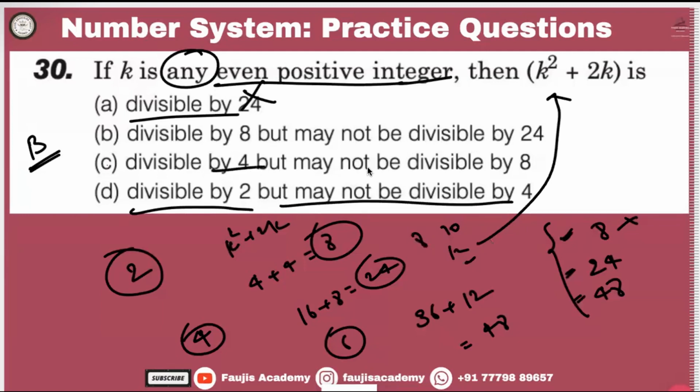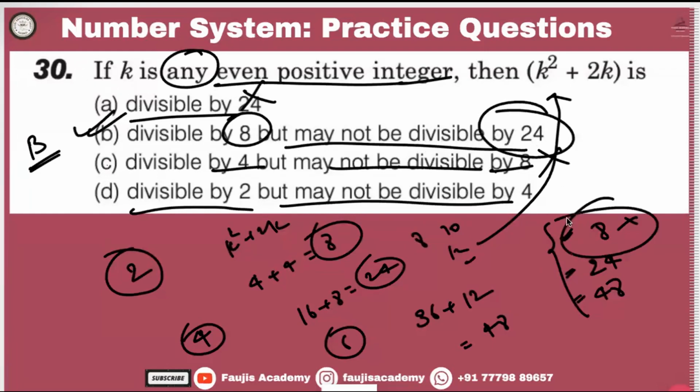Divisible by 4, but may not be divisible by 8. This is also wrong. It is divisible by 8, but may not be divisible by 24, because over here at 8 it is not satisfying. Right? Shall we move, guys?